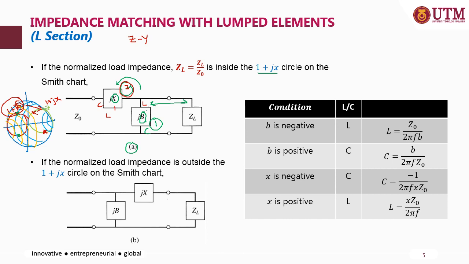Okay, same goes to the other configuration. However, in this case, the normalized load impedance will be outside the 1 plus jx circle. So what's the difference between the capital letter B and the small b? The small b is basically the normalized value that you got from your Smith chart, but here is the real value that you have multiplied by the Z0.